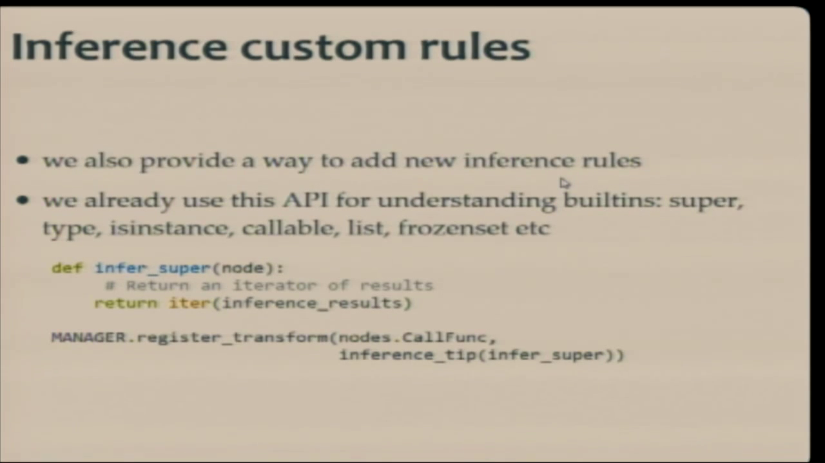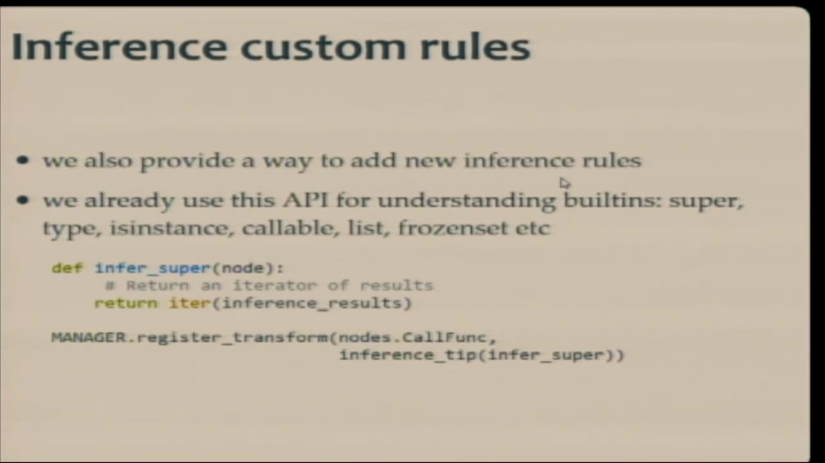The same thing can be used for inference rules, because at some point you want different inference semantics than Python offers you. So using the same API, you can provide a custom inference rule if you want to infer list comprehensions differently, or infer function calls differently. You're changing basically the semantics of Python in your AST.